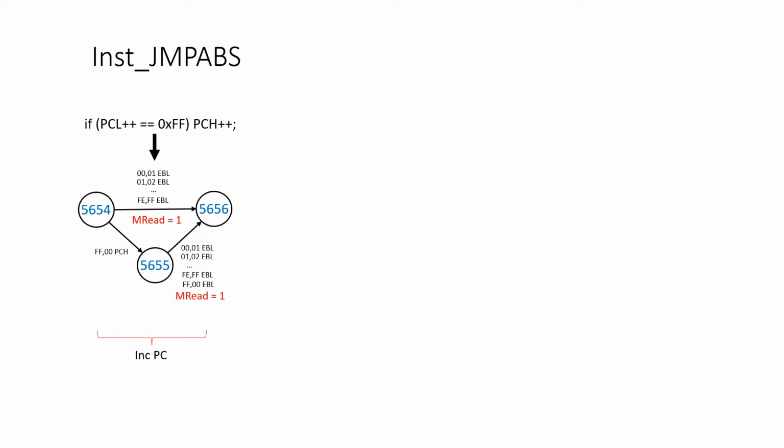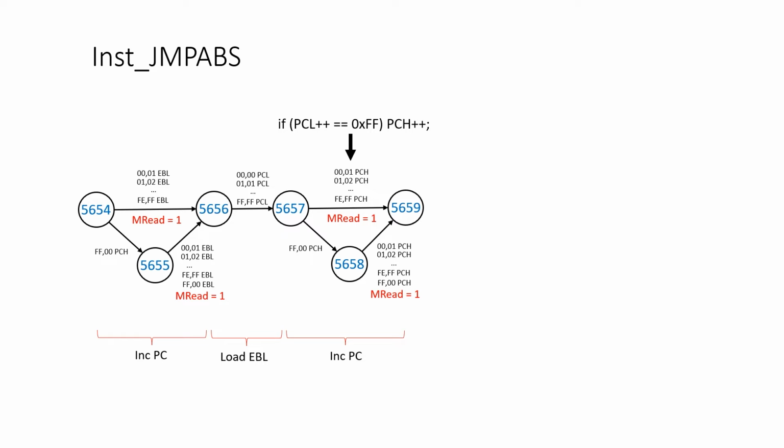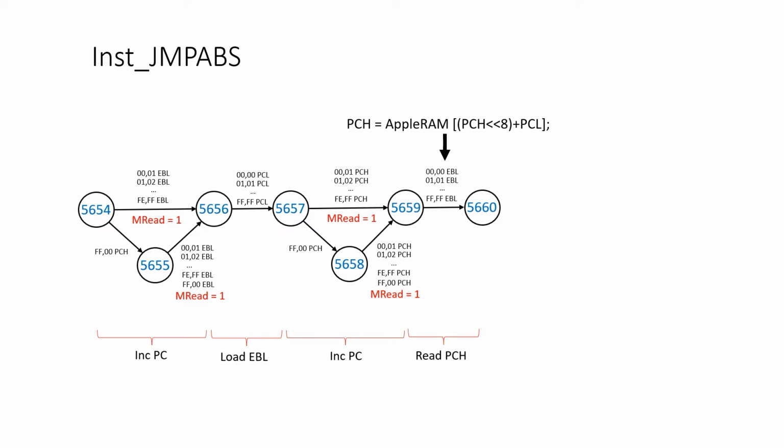Now let's see how we might encode this jump instruction into the Turing 6502 rulebook. The first two rules, 5654 and 5655, just increment the program counter, and we've seen this before in the fetch cycle. Next, we prepare for a main memory read, and we point the 6502 notepad address pointer to the EBL variable. So then, in rule 5656, we load the lower byte of the new address from the main memory into the EBL variable. Rules 5657 and 5658 just increment the program counter again. We read the value from main memory into PCH and prepare to do the transfer from EBL to PCL.